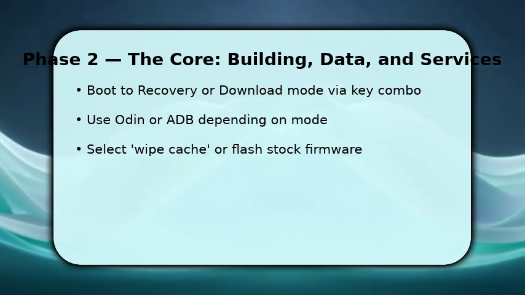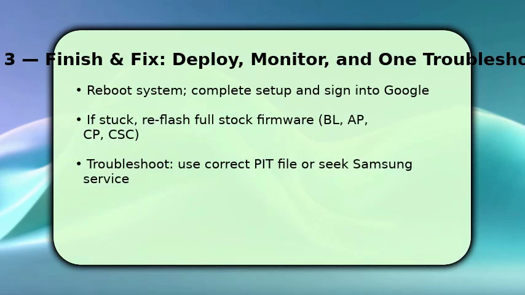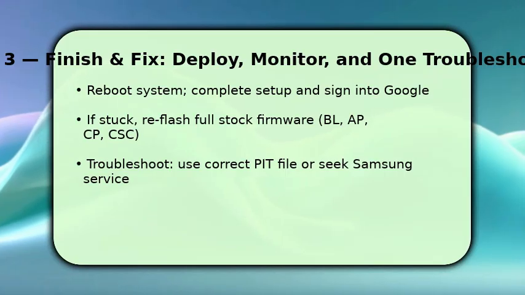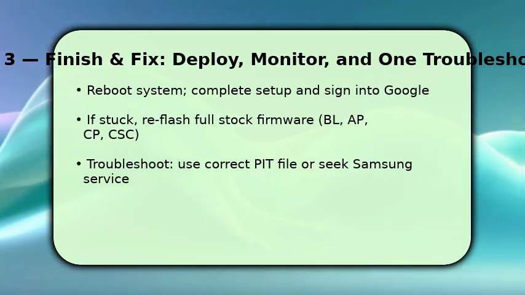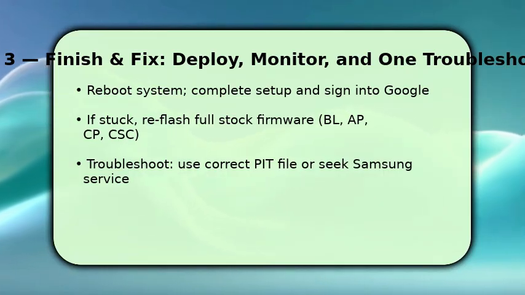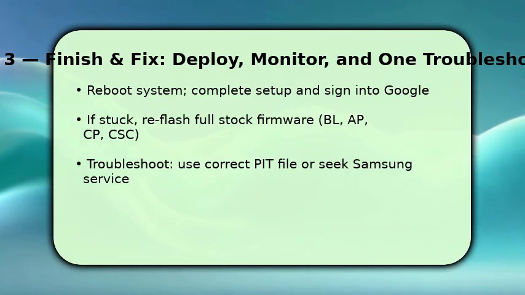After a successful flash or cache wipe, reboot the device and complete setup. Sign into the Google account used previously to avoid activation lock. If maintenance mode persists, perform a full reflash using BL, app, CP, and CSC files matched to model. That often resolves deeper partitions.